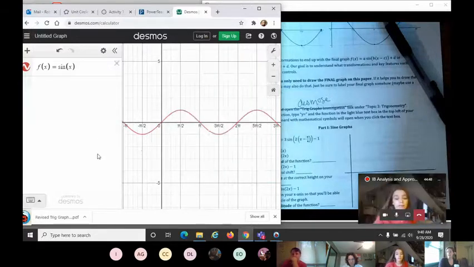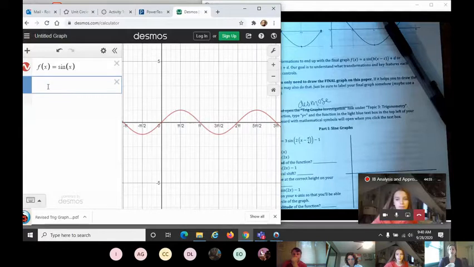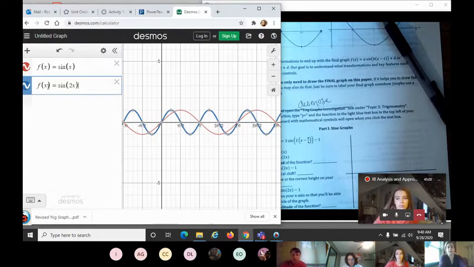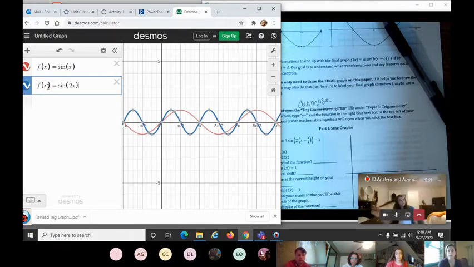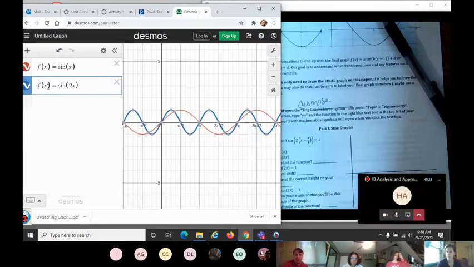The next step on this investigation says to graph the sine of 2x. Okay, so we're going to basically see what this 2 is doing in here. So we have f of x equals the sine of 2x. Okay, so what happened? What do you guys think changed there? The periods became more frequent.